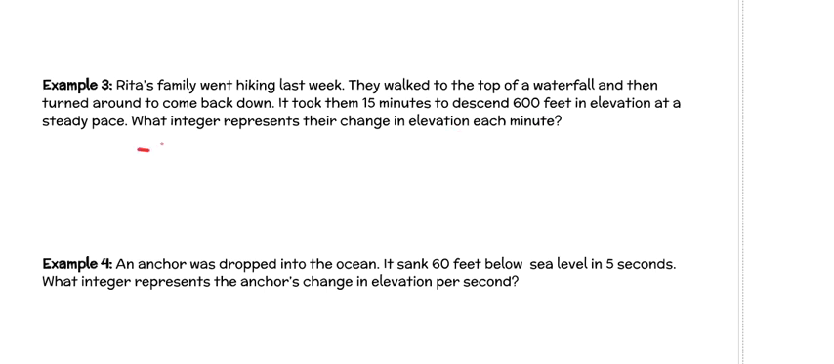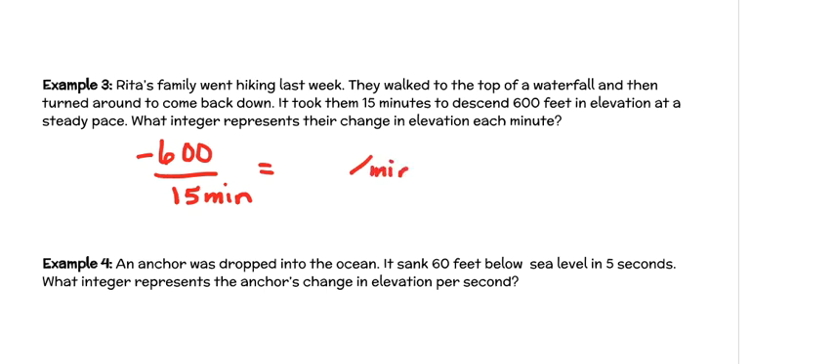So you have negative 600 because descending means going down, per 15 minutes. And you want your answer per minute, so that means you're just dividing here. 60 divided by 15 is 4, so it's going to be negative 40 feet. Feet per minute.